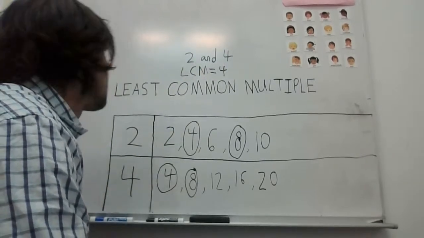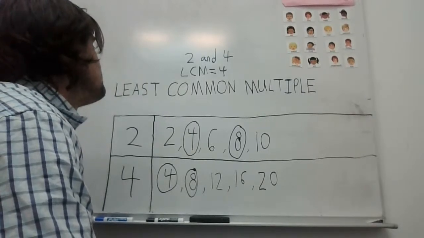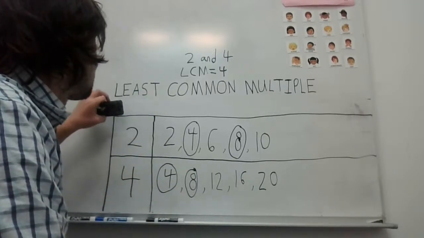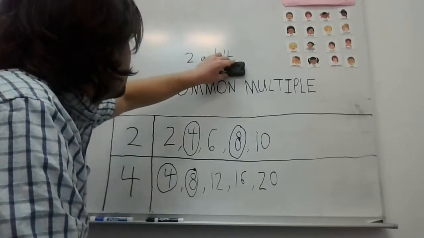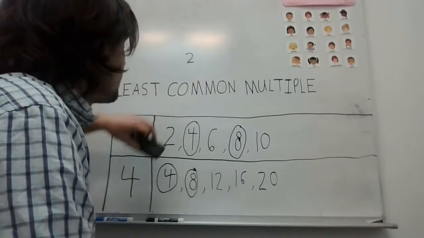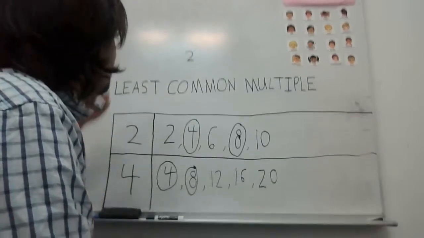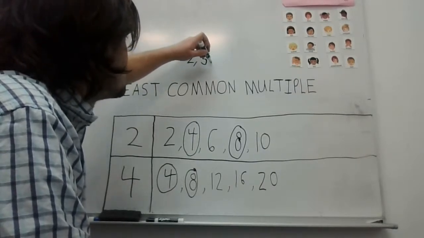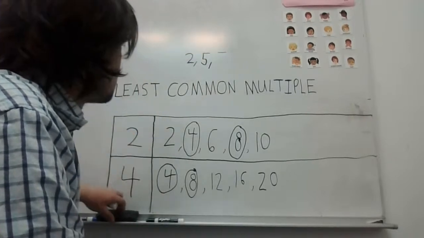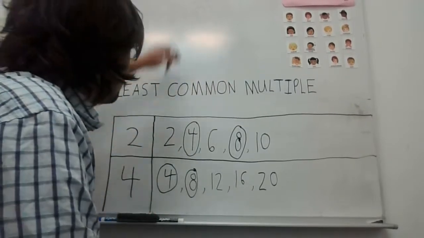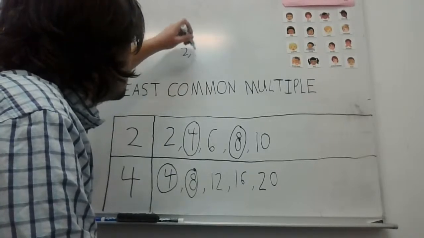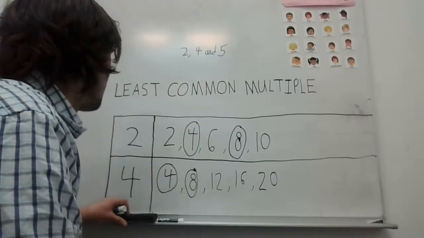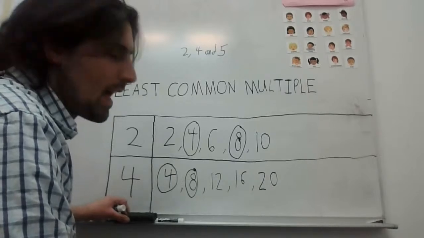All right, now let's do another example. So far all of my examples have been common multiples between 2 numbers. Let's say we have to find the least common multiple between 3 numbers. Let's say we have to find the least common multiple between 2, 4, and 5. So let's say we have to find the least common multiple between 3 numbers instead of 2. Let's just say that.